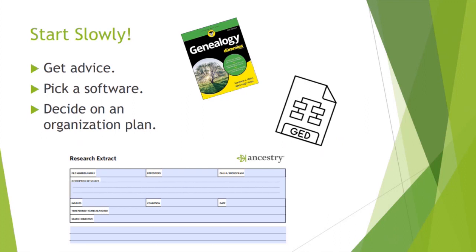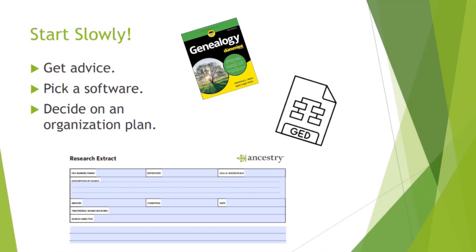You want to decide on an organization plan and stick with it. Lots of the online resources will have suggestions for keeping track of your research. I have an example here of a research extract where you keep track of what you've looked for and where you've looked for it, what you found and where you found it, and where else you need to look, what information specifically you haven't come up with that you need to look elsewhere for.